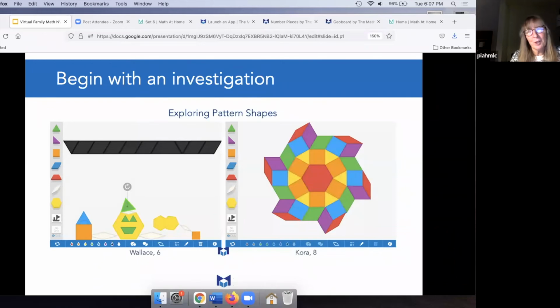We have an app called the Pattern Block Shapes, and you can see it. But what Wallace did at age 6, building like a little human with a house, and what Cora was able to do at age 8.5 with rotational symmetry. And I mean, it's beautiful art, right?